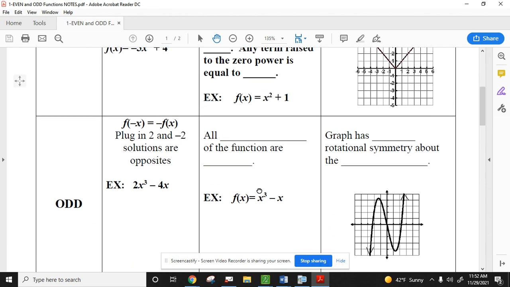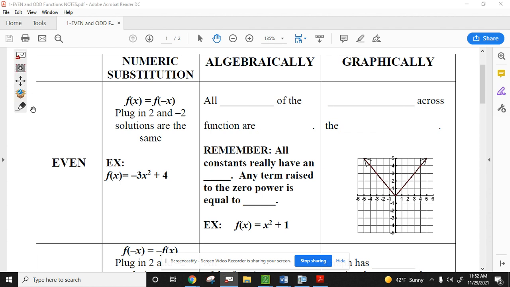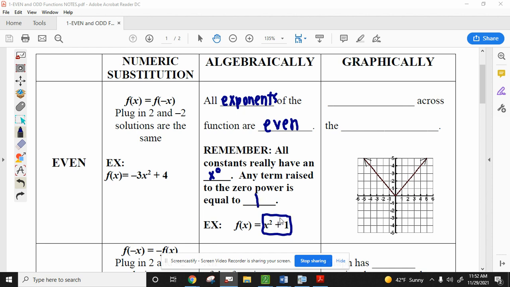The other way that we can decide whether something's even or odd is by looking at the actual equation. So if we are looking at f of x equals x squared plus 1, we're looking at this part of our equation, and we're trying to see if that function has exponents that are all even. So even functions have all exponents even. So remember this constant, x to the power of 0 is 1. So that's what that would mean.